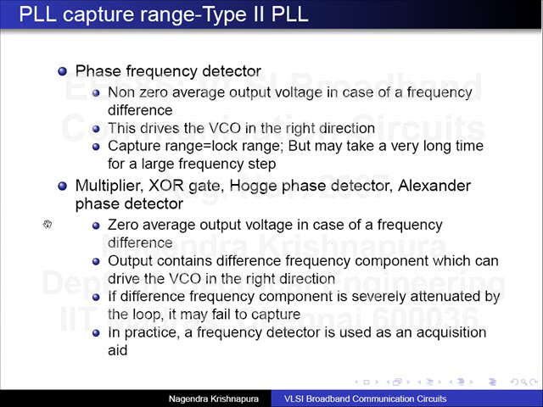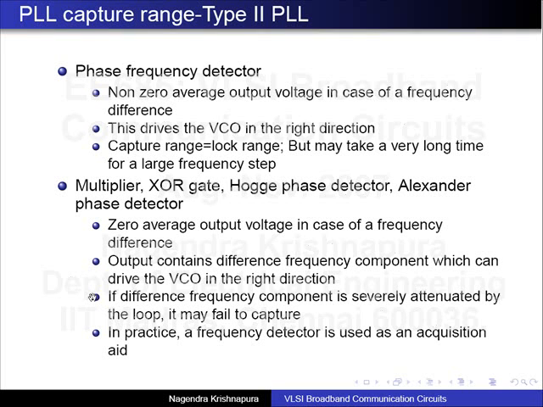Now you can use other kinds of phase detectors. So in case of a PLL, you may use a multiplier or an XOR gate. XOR gate is nothing but a quantized multiplier, right? Or when you are talking about data recovery, you say Hogge phase detector or Alexander phase detector. These give you a non-zero average value only when the input and the feedback frequencies are the same, but there is a phase difference. If that's not the case, then the average value turns out to be 0. But the output will contain a difference frequency component. I will show that in a moment.